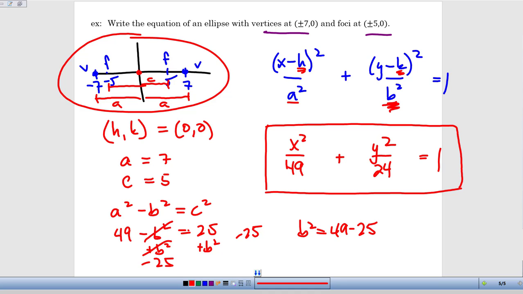So our first task is to plot out that information, get a sense as to the orientation of our ellipse so that we can write down the equation, and then we can start to fill in the gaps. The h and k determine where the center is, and then figure out what those a squared and b squared values are, either directly from the given information or using that a squared minus b squared equals c squared equation to help figure out one or the other.